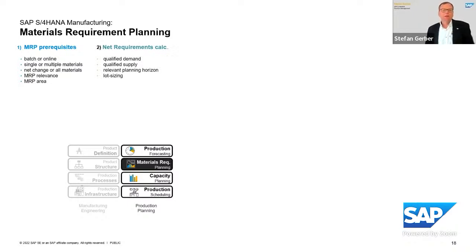So what is MRP actually doing? First, we have some prerequisites for how we run MRP. Which products or which materials do we select? Do we select all? Do we only go for a group or for single materials? Do we also want to look only at the ones that have changed between the last run, so whether we have goods receipts or goods issues, and therefore it changes the stock requirement situation?